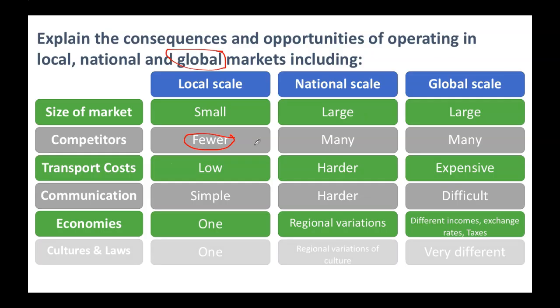There's going to be different taxes. There's also going to be globally very different cultures, and very different laws to adhere to. In a local scale, there's going to just be one. Now, the laws in the UK are all the same, so the law won't make any difference at a national scale. All the shops will be under the same law. However, you might have regional variations, as I mentioned before, where the NISA supermarkets might sell slightly different products in different stores. And that's it.